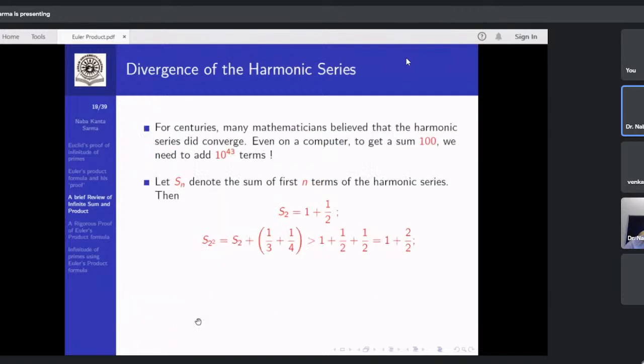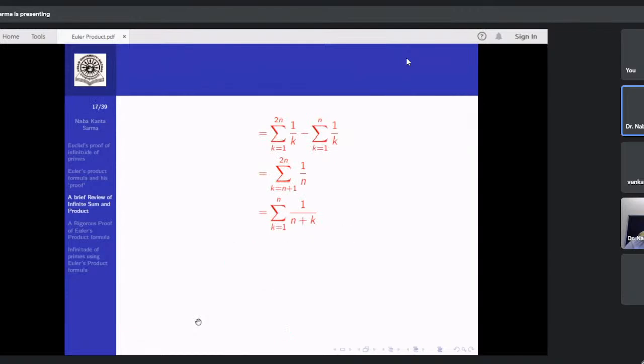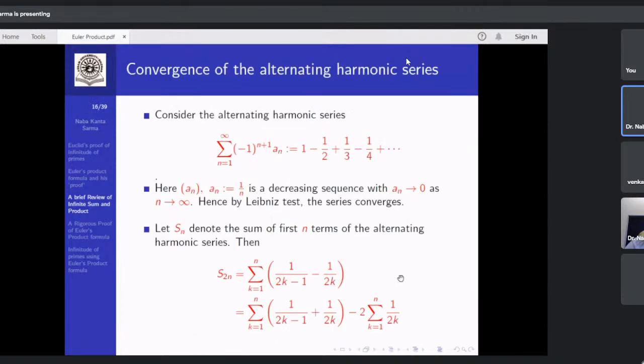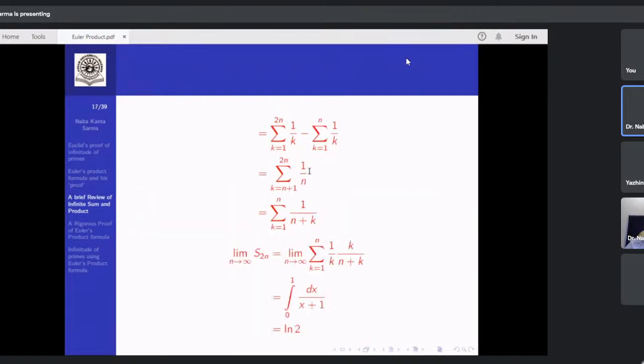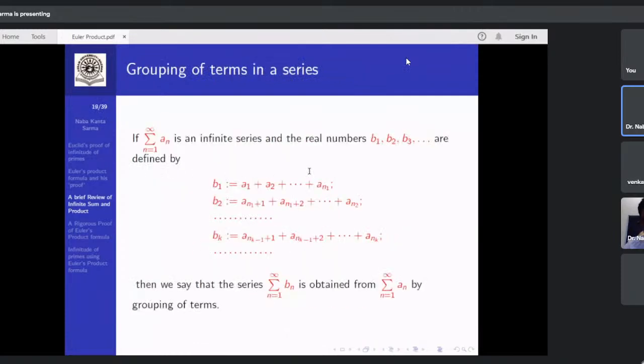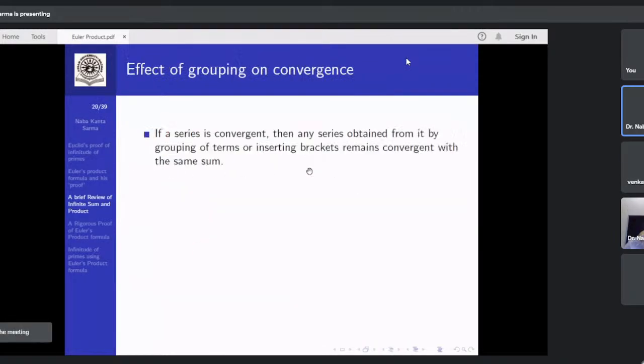So for example, in the earlier case, you see here where we have grouped. Here, between 1 and 1.5 we can put a bracket. Between 1 by 3 and 3 by 4 we can put a bracket and so on. Here we can put a bracket after every 2 terms, or after every 3 terms, or first after 3 terms, then after 4 terms, then after 8 terms. There is no pattern. We can put a bracket anywhere we like. So such a series is said to be obtained from the original series by grouping of terms.